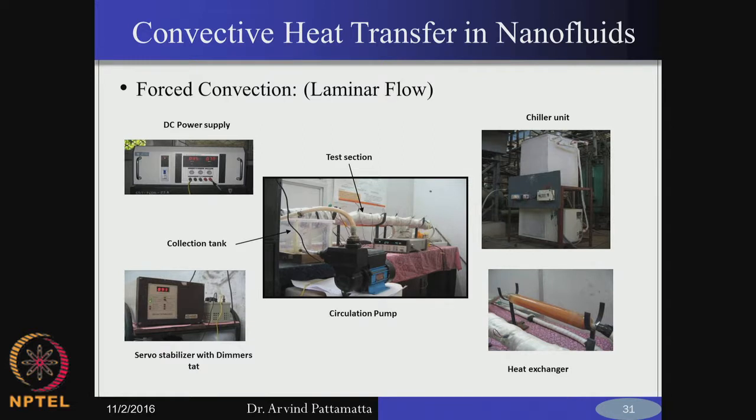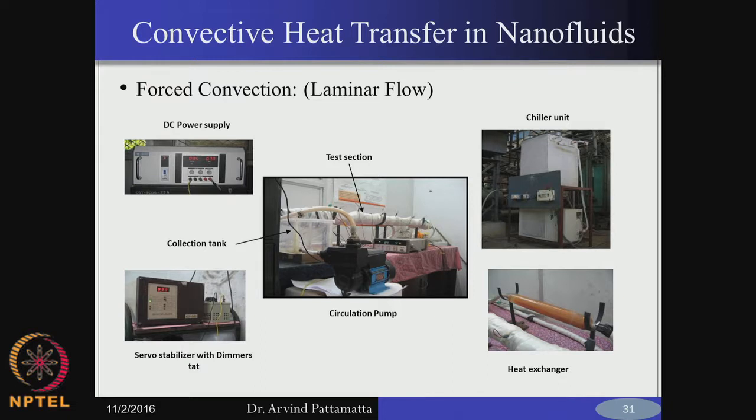The forced convection experiment, we have also had in our lab, done by students. This is a setup where we heat the tube using a DC power supply and we pass fluid, first the base fluid, and calculate the Nusselt number of the base fluid by measuring the heat flux and also the temperature distribution along the wall of the tube.